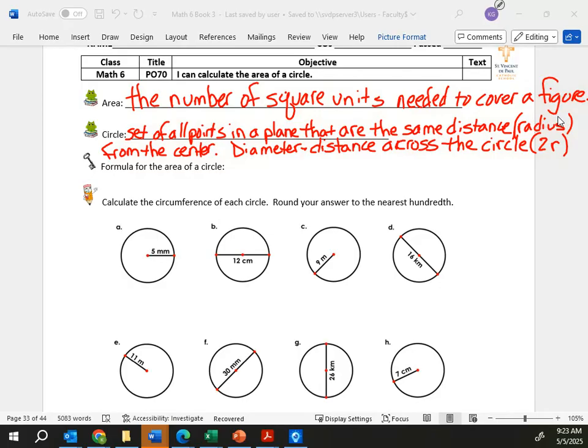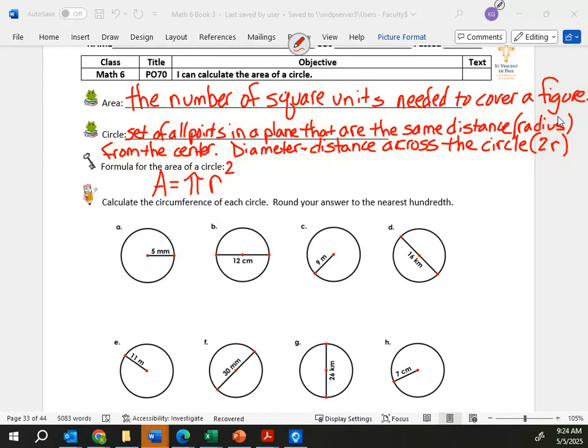So anybody know the area of a circle? Pi is 3.14. To find the circumference of the circle, it was 2 times pi times r. How do we find the area of a circle? Liam? A equals pi r squared. So the area equals pi times r squared.